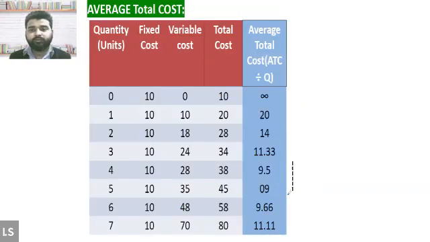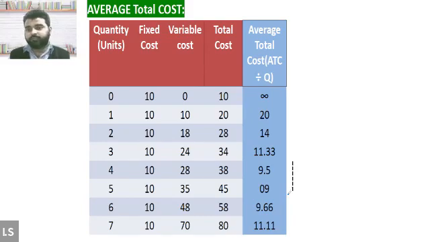On the schedule you can see on this table I have taken 5 columns. First is quantity, then we have fixed cost, variable cost, and the total cost. And in the 4th column, I have calculated the average total cost by dividing the total cost by the quantity. So 10 divided by 0 will be infinity, then 20, 14, 11.3, 9.5, 9, 9.6, 11.11.